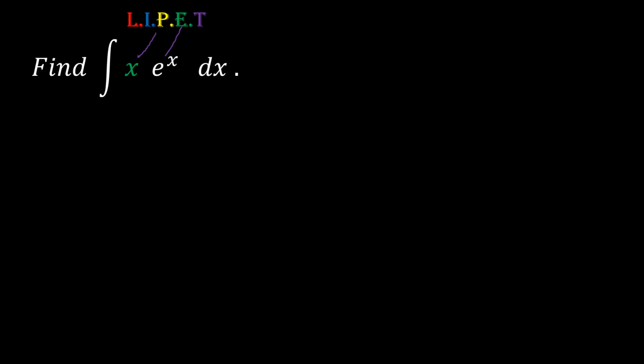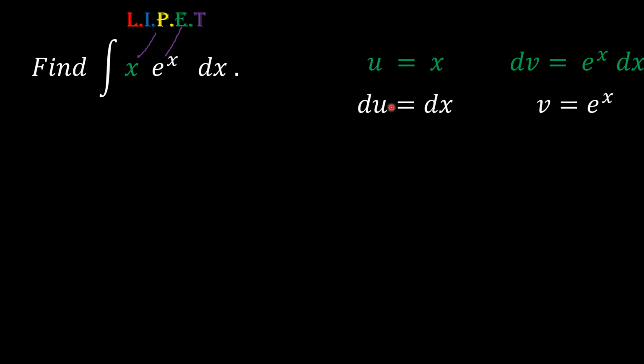u is going to be the polynomial, so u is going to be x. The rest of the expression inside the integral is going to be our dv. So we have our u is x, our dv is e to the x dx. Now doing exactly what we did last time, differentiating u gave us du, differentiating x gave us dx, integrating dv gives us v, integrating e to the x gave us e to the x, plus a constant.